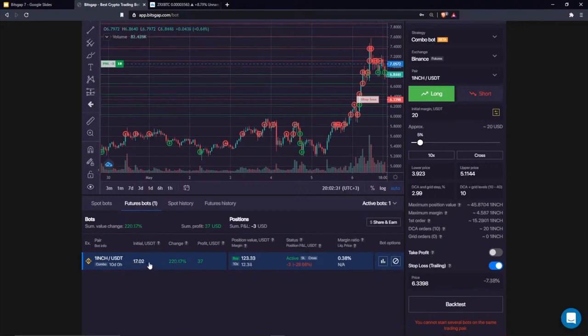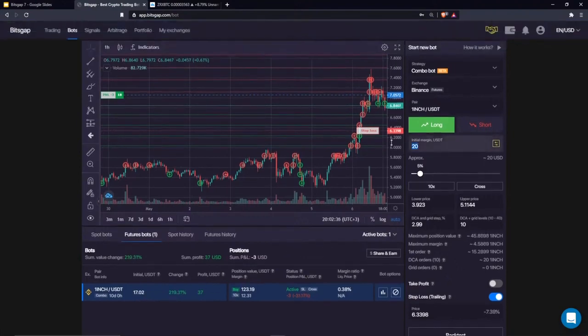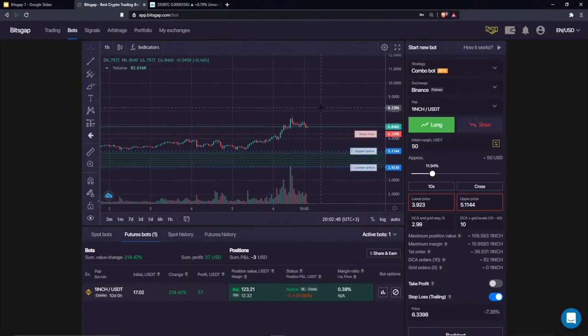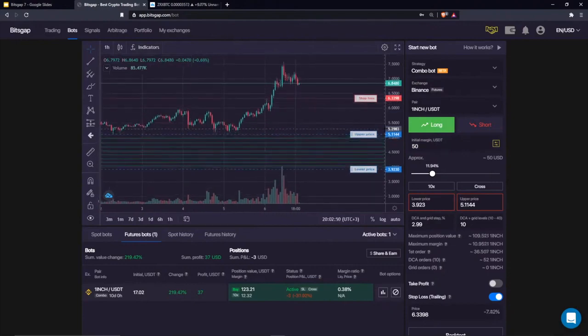So if you are willing to take the risk like that, then you can stick with this. As you configure the bot, and let's say you put in 40, you need to keep in mind that you can lose 80 in that case. If you put in 50, then you can lose 100 in that case. Of course, you can minimize the risk significantly if you adjust the stop loss.